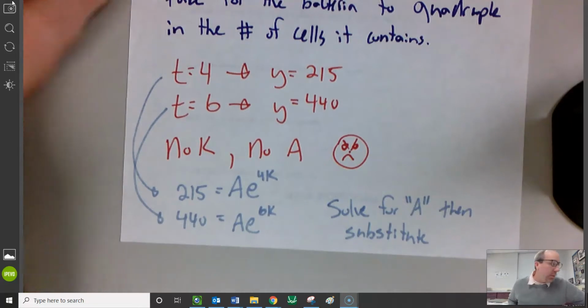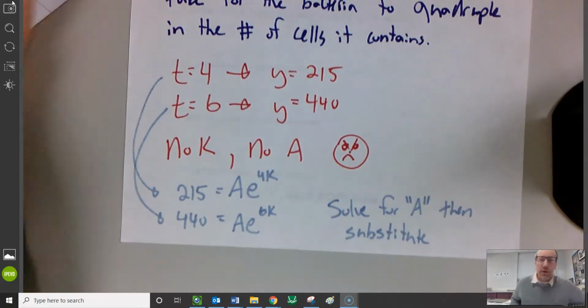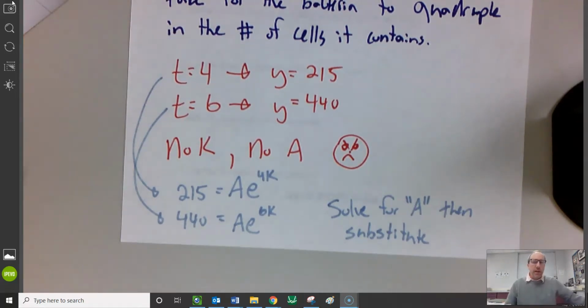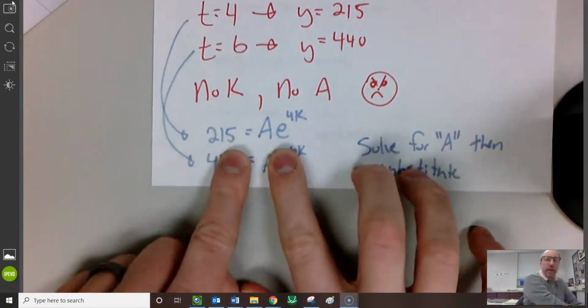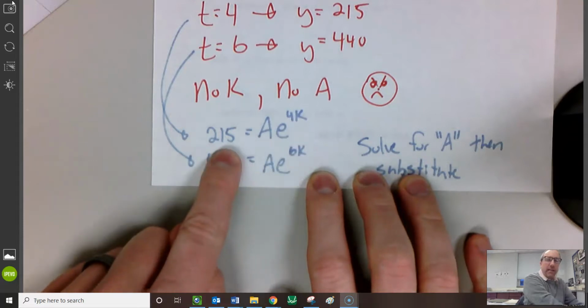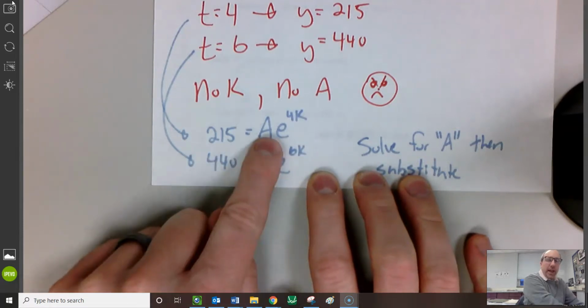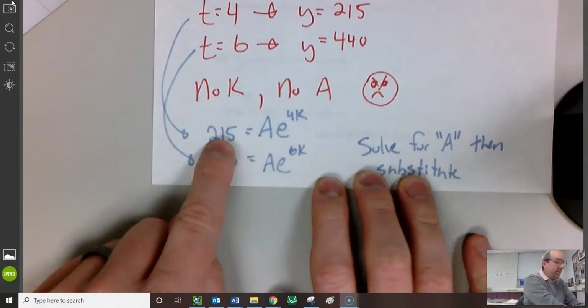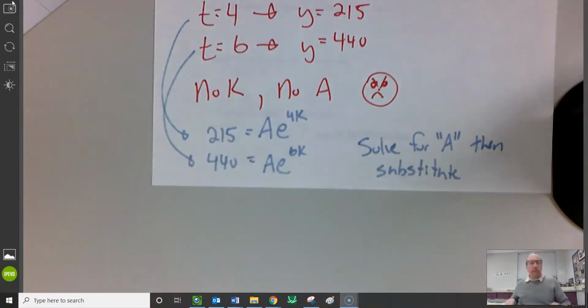This is option 1, by the way. This is the first way to do this. Hopefully you're already thinking, well, maybe couldn't I have tried this? And we'll go into that. But let's finish option 1. If I solve this equation for A, this says A times e to the 4k power, I could divide that to the other side and call it A equals 215 divided by e to the 4k power.